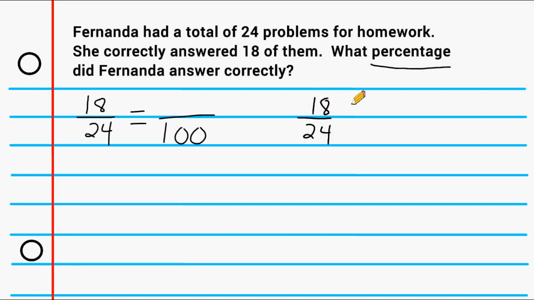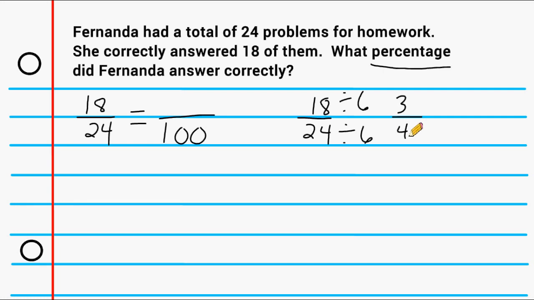Now 18 and 24 share a common factor of 6, so we can divide the numerator and the denominator by the greatest common factor of 6. 18 divided by 6 is 3, and 24 divided by 6 is 4. So instead of converting 18 out of 24 into a percentage, let's go ahead and convert 3 out of 4 into a percentage.